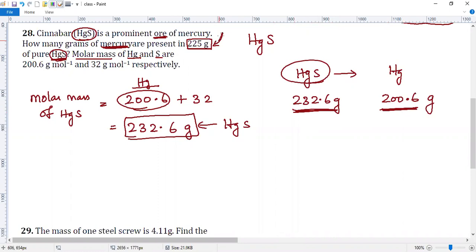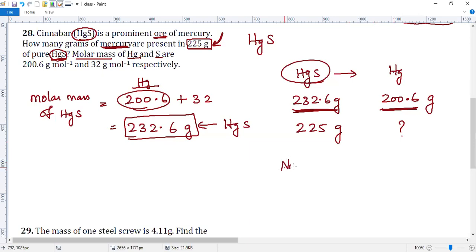Now the question is: you are having 225 gram. So what is it? You have 225 gram. How much Hg will you get from this? So what is this mass? This is a direct proportion. So how will you find out?